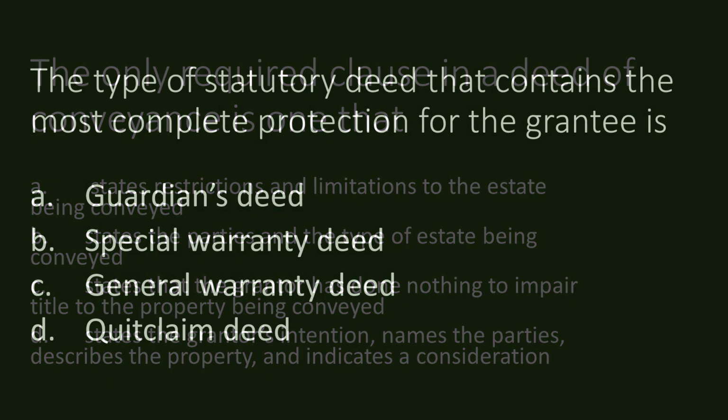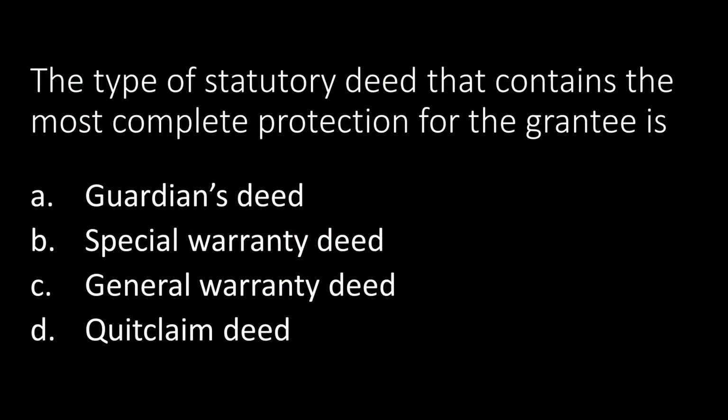Question number 6. The type of statutory deed that contains the most complete protection for the grantee is A, guardian's deed, B, special warranty deed, C, general warranty deed, or D, quitclaim deed.